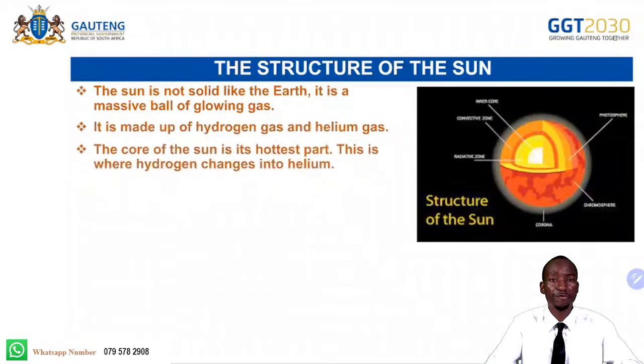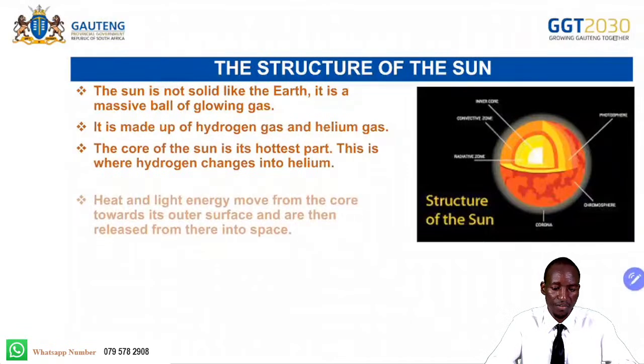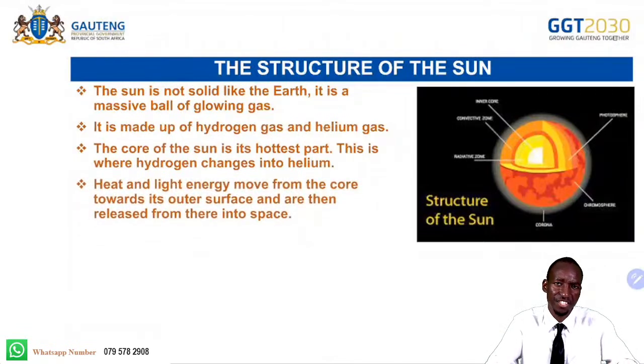Right. Also, we have to note that the core of the sun is its hottest part. This is where hydrogen changes into helium. Then, when this reaction is complete, heat and light energy move from the core towards the outer surface, and these are then released to space.